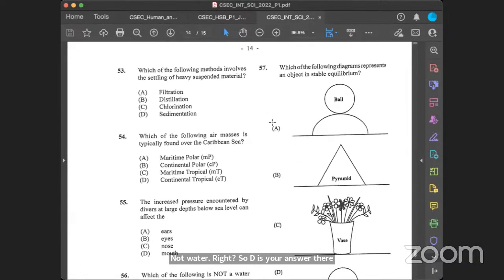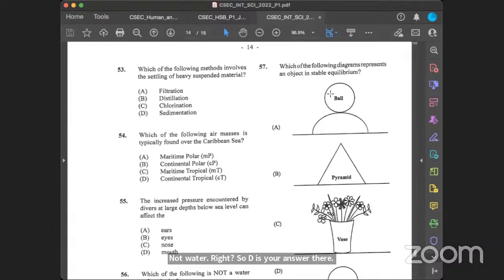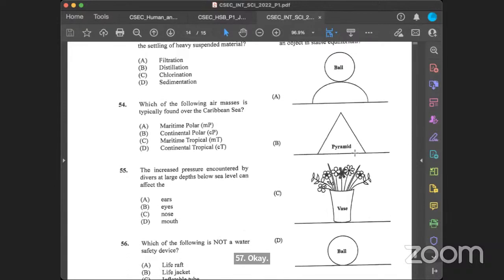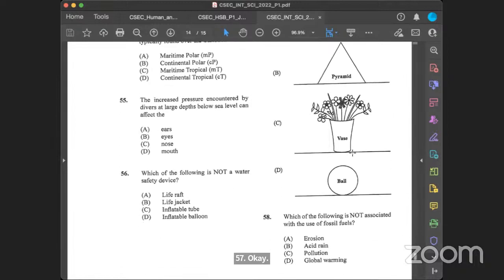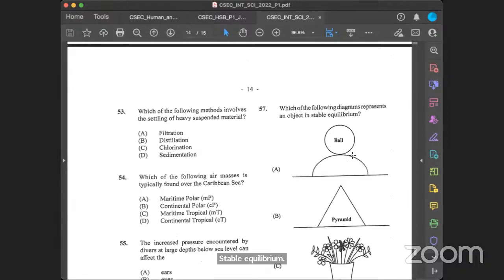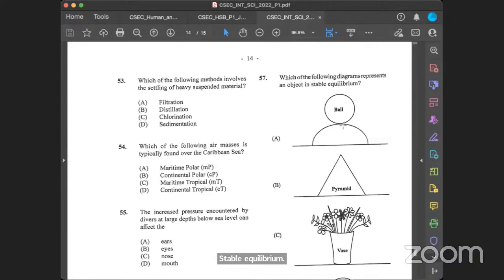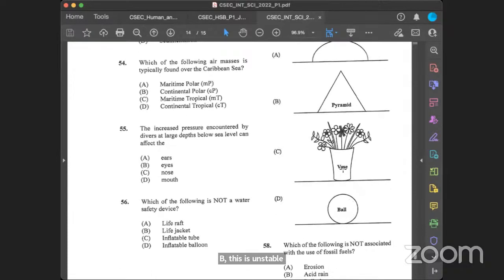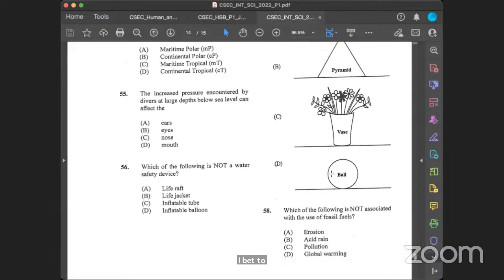57. Stable equilibrium. B. B. This is unstable. This is neutral. That's a good one. This is a kind of curve there. If it was flat, it probably would have been a better one. So it's slight, but this one is the best option.